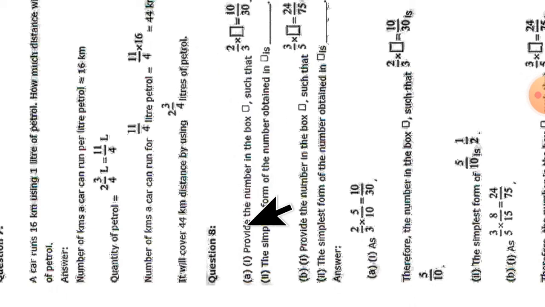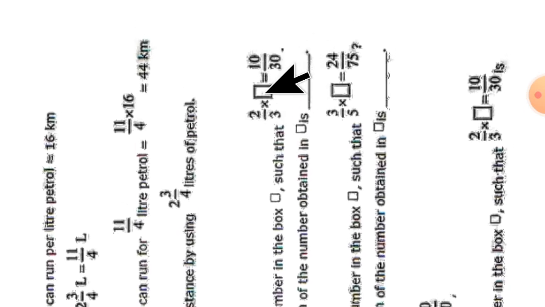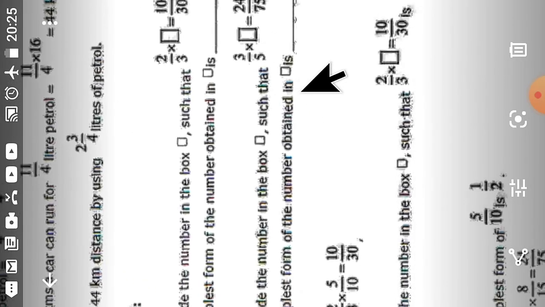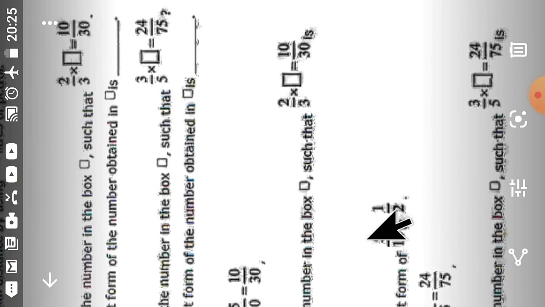Now you have to provide the number in the box. So let us see. Provide the number in the box such that 2 upon 3 into box is equal to 10 upon 30. So what should you multiply the numerator by to get 10? Multiply by which number? So 5, 2 5s are 10. So 3 multiplied by how much will give 30? So 3 multiplied by 10 will give 30. So 5 upon 10. It will be 1 upon 2 because 5 1s are 5 and 5 2s are 10. So the simplest form of the number in the box is 1 upon 2, because we will cut 5 1s are and 5 2s are.